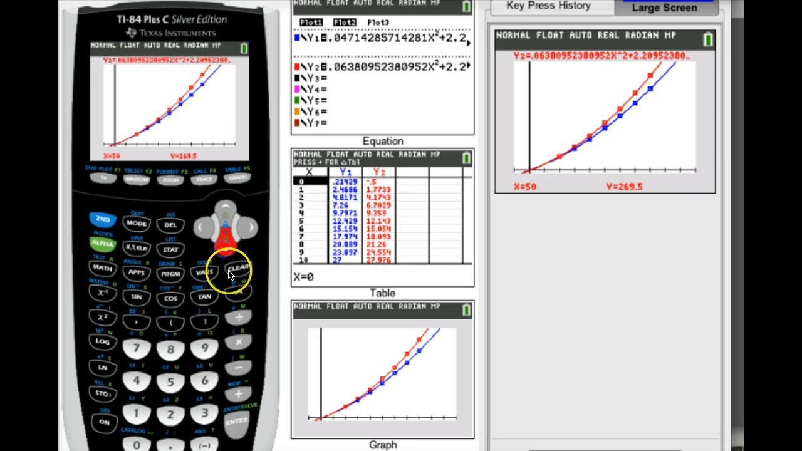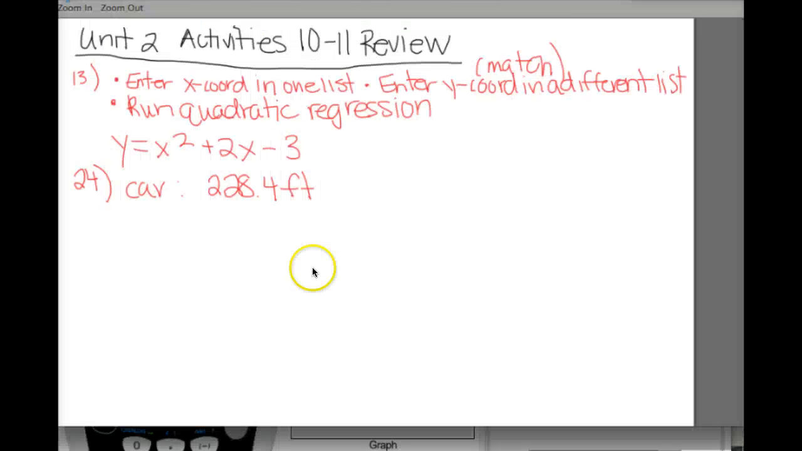You just press down. So now it goes to my red, my Y2, which is the truck data. You can see the Y value when X is 50 here is 269.5. So the truck, 269.5 feet. The question asks, predict how much further it would take the truck to stop than the car.